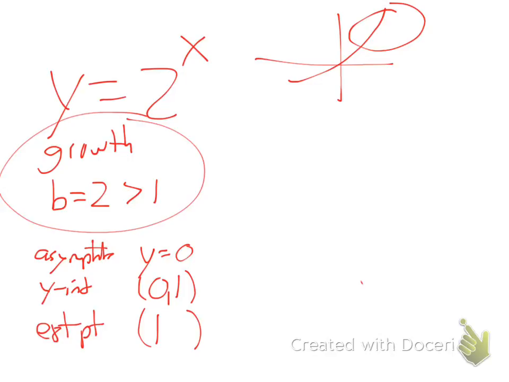Now we have to actually find the other half. How do I find the other half of that point? Plug it into the equation. Take 1 and plug it into here. 2 to the first power is 2. You guys graph those three things, and you're done. Well, after you swoop in the curve. That's it.